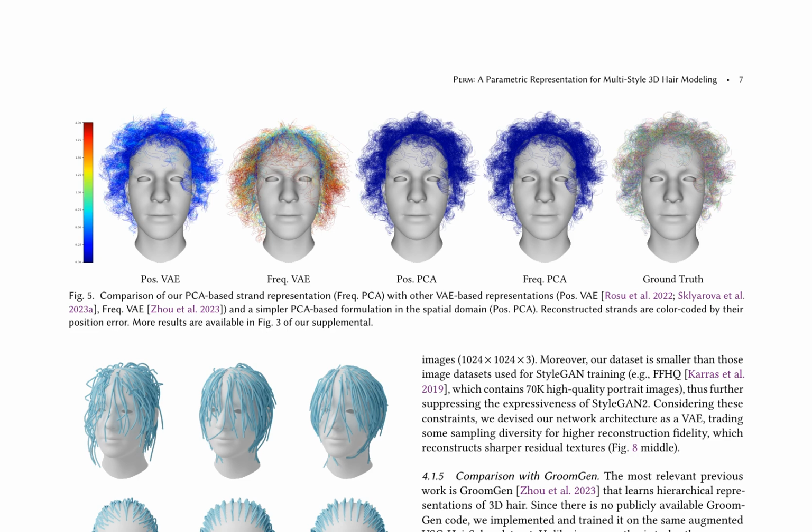Here is a combined summary of pages 7 and 8 of the research paper. The authors present a parametric representation for multi-style 3D hair modeling, dubbed Perm. They compare their PCA-based strand representation with VAE-based representations and a simpler PCA-based formulation in the spatial domain.